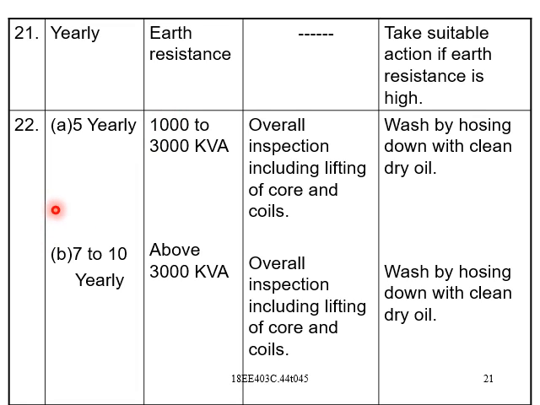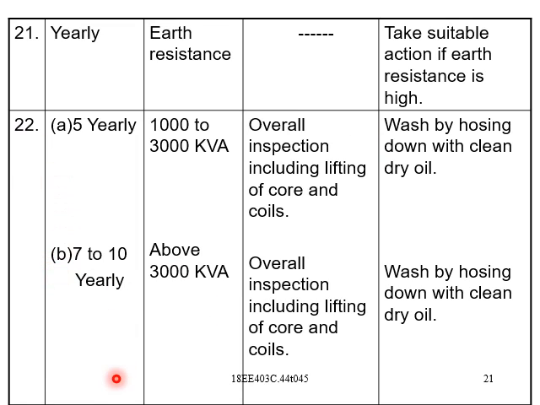And the 22nd one is the maintenance done every 5 years, and the item is 1000 to 3000 kVA transformer. The thing to be inspected is overall inspection including lifting of core and coils. Overall inspection means we need to remove the entire oil, lift the core and also the coils. Wash by hosing down with clean dry oil. So wash it thoroughly and replace them and assemble them again with clean and neat oil.